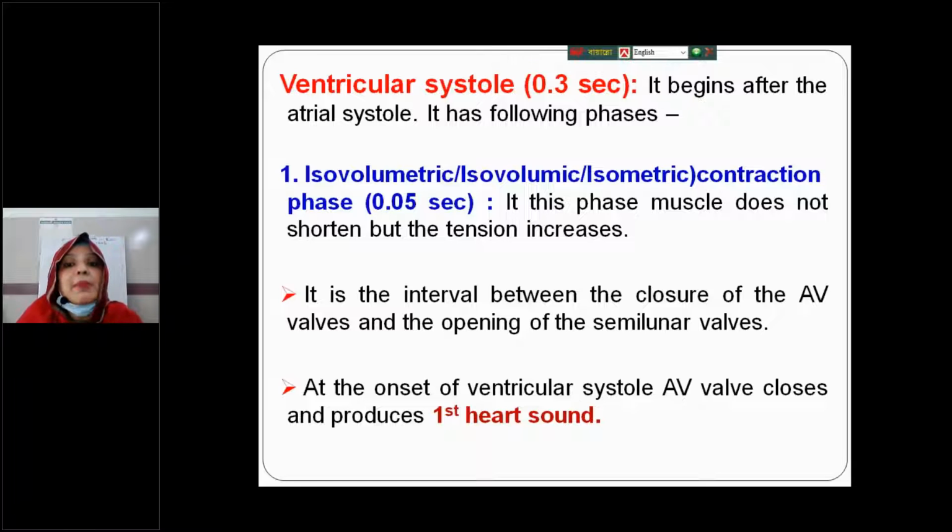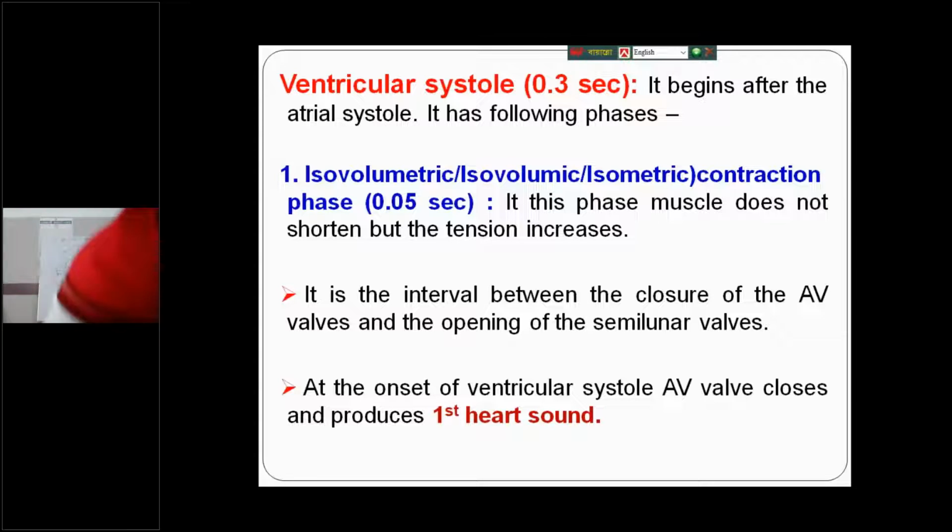Iso means same, metric means length. There is no change in the muscle fiber. That is, the length of the muscle remains the same, but its tension is increased. It is the interval between the closure of the atrioventricular valve and the opening of the semilunar valve. Already we discussed atrial systole and atrial diastole.